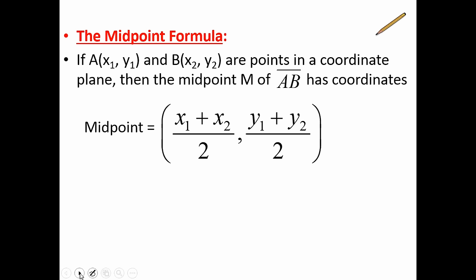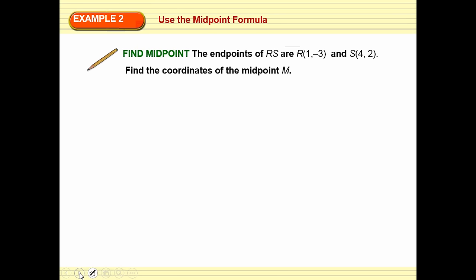So let's see what this one looks like in an example. Here are 2 endpoints. The endpoints of segment RS: R is located at (1, -3), and S is at (4, 2). Find the coordinates of the midpoint. Write this little example in your notes.